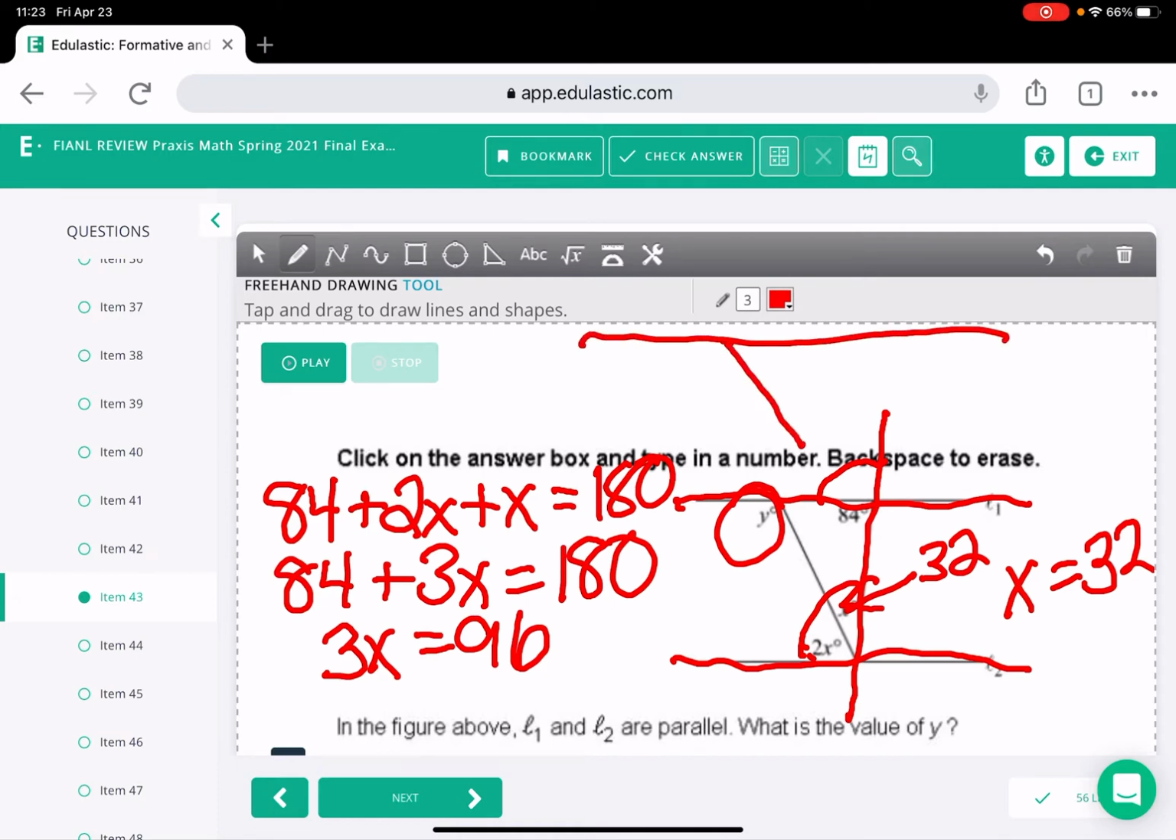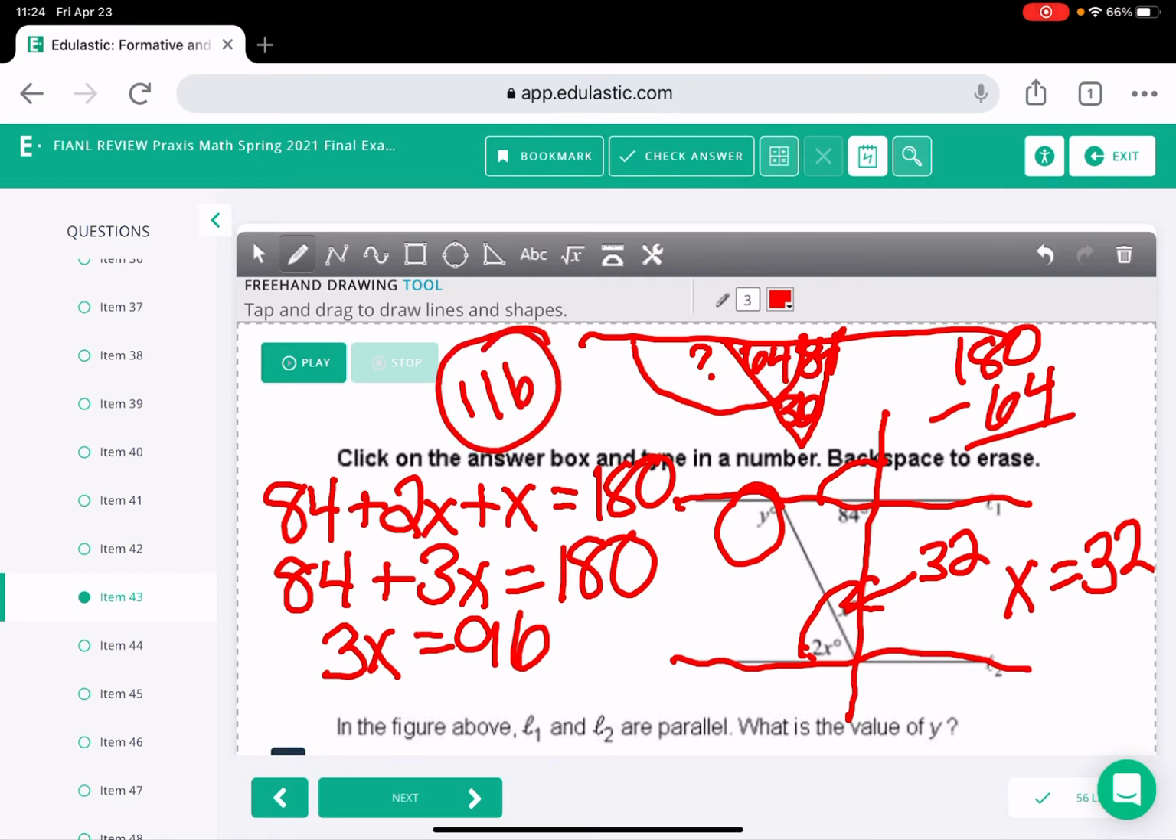So you had this triangle here. This was 36. This was 84. Which means that this little part here was 64, and we're looking for this. And these two angles have to be 180. And 180 minus 64 is 116. So 116 was your answer for that one.